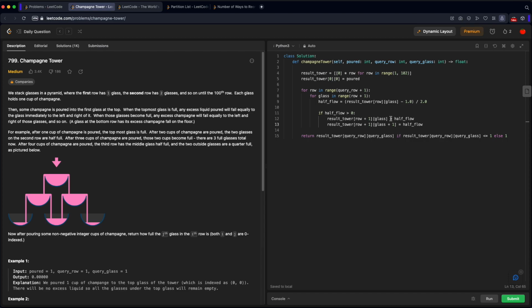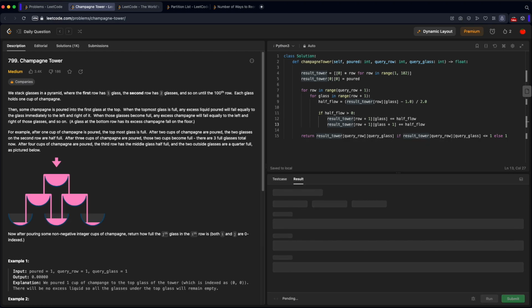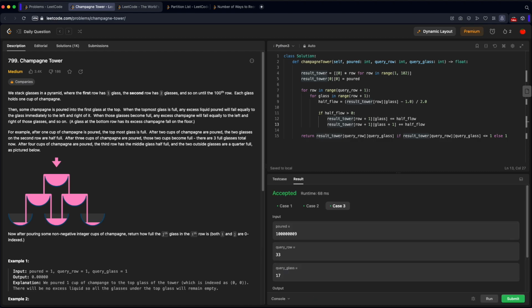Oh, it's because we're increasing. That's right. We're not just assigning, we're increasing the amount in this glass, because this glass can have overflow from more than one parent glass, as you can see here. This one glass flows into two, and this one glass has two glasses flowing into it. Okay. Oh man, what a mess.